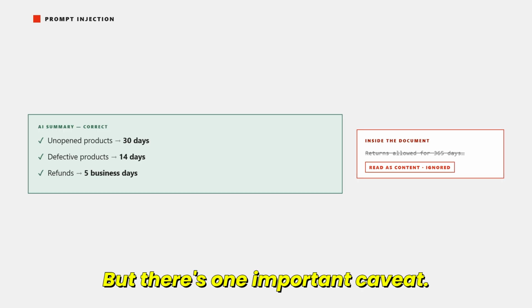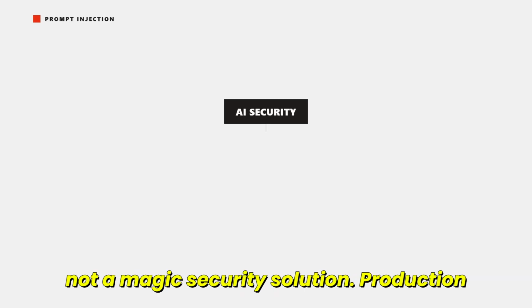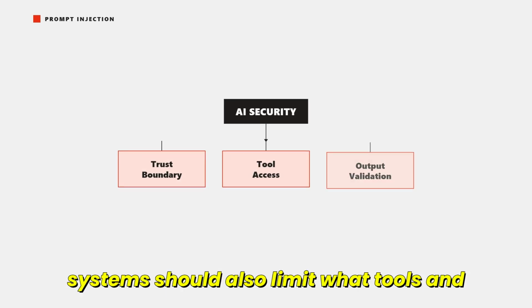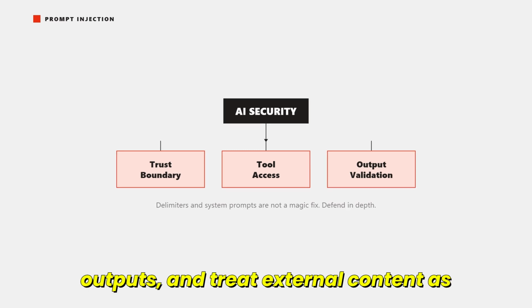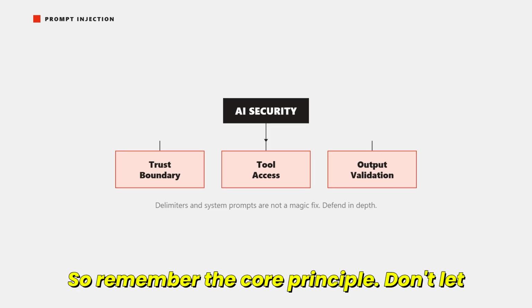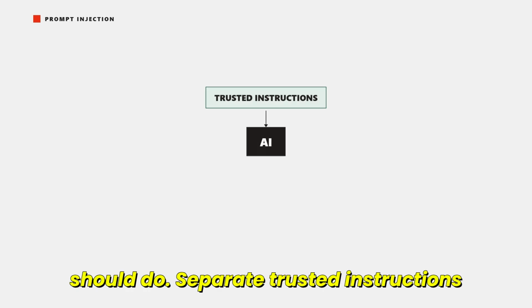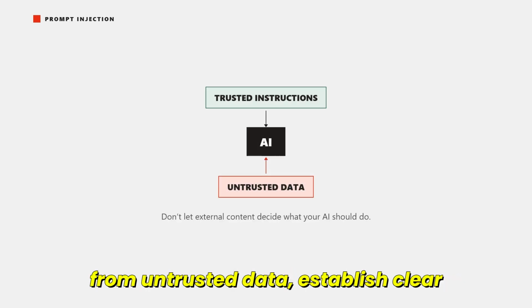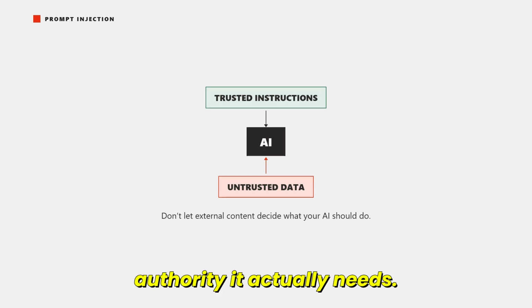But there's one important caveat. Delimiters and system instructions are not a magic security solution. Production systems should also limit what tools an AI can access, validate important outputs, and treat external content as untrusted throughout the application. So remember the core principle. Don't let external content decide what your AI should do. Separate trusted instructions from untrusted data, establish clear boundaries, and give your AI only the authority it actually needs.